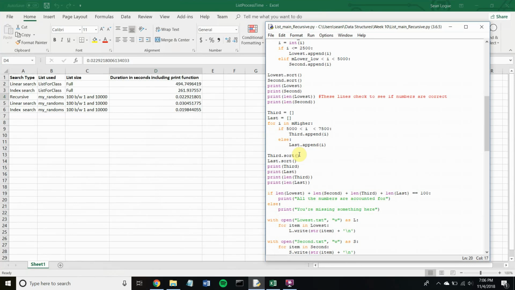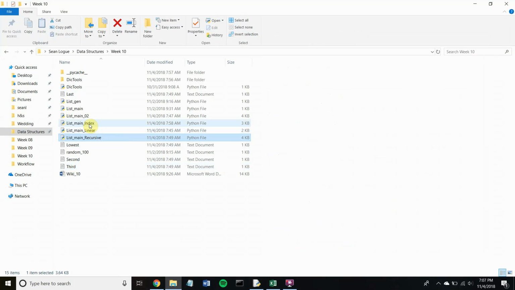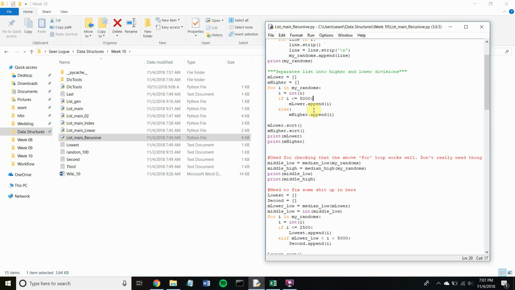Let me get everything back up. So yeah, I did make a couple different files, obviously, to do the index search, the linear search, and the recursive search, all with the same list that I was using. I made my list 100 random numbers out of 1,000, and I used the same numbers for every list. So I generated it and then used the same generated list for every one.